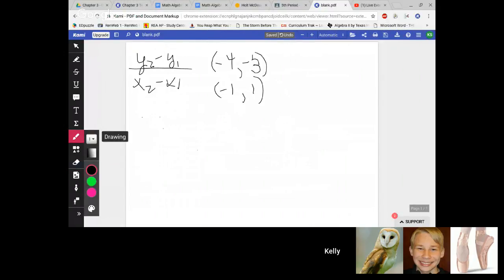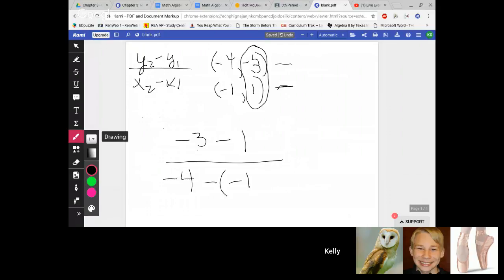So here your x goes first, and over here you're dealing with your y's first. I typically will write mine up and down, that just makes more sense to me. I'm going to make this my x2 and y2, and this my x1 and y1. So I've got -3 minus 1 on top, and then -4 minus a -1 on the bottom.